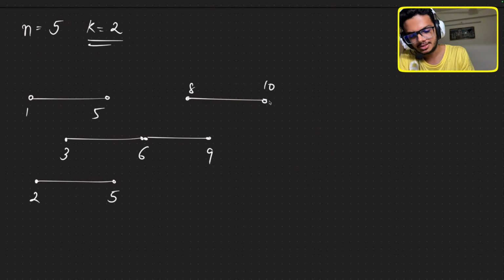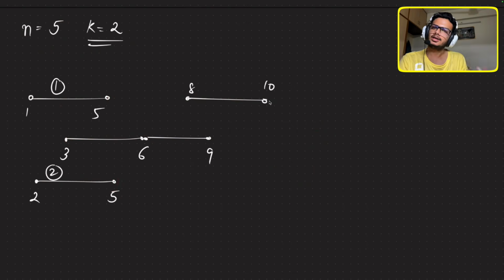So let's say the first guy will watch this movie, then the second guy will watch this movie. Then we cannot watch this movie because we don't have any more members available, and this movie's starting time is not greater than or equal to the end time of any of the persons who are watching a movie right now. So this movie cannot be watched.